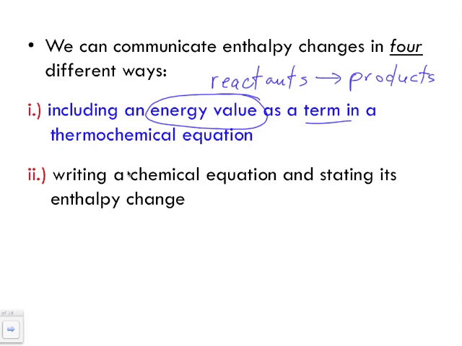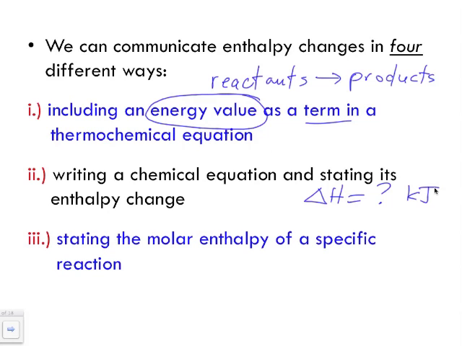Another way in which we can show enthalpy change is by writing a chemical equation as normal, but then off to the side of the equation, we state that the change in enthalpy will be whatever value.